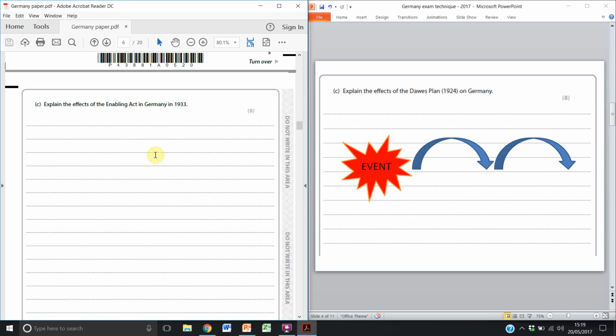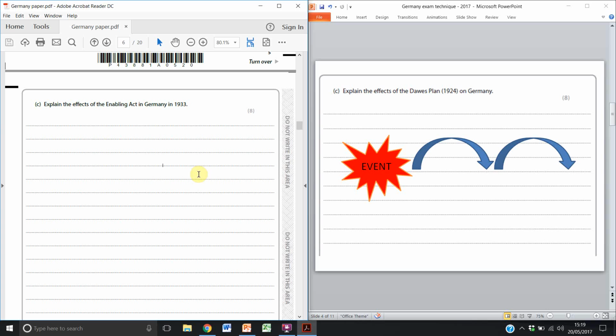Now, a lot of students fall into a trap here because they see the second half of this question, so in this example, the Enabling Act, or in this example, the Dawes Plan, and the first thing that they start doing is they just start describing in huge amounts of detail the Enabling Act or the Dawes Plan. That's not what the question is asking you to do. It's saying, here's the event, so here's the Enabling Act, or here's the Dawes Plan. What were the effects of that event? What happened next? And you've got to explain those things.